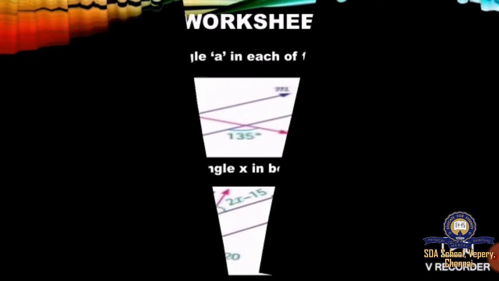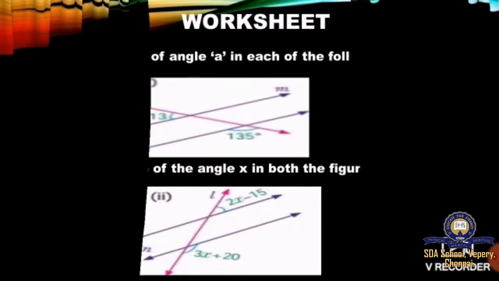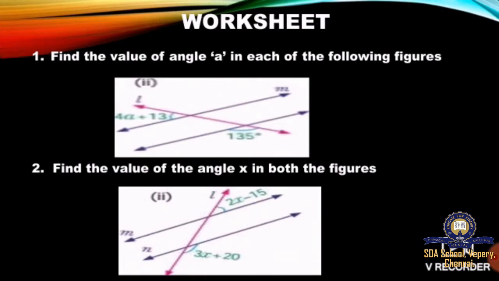Okay students, I hope that you understand our today's problem. Now here is some of your worksheet. The first problem given here is: find the value of angle A in each of the following figures. Here they have given one figure. We need to find the value of angle A in this problem. The second problem given here is: find the value of the angle X in both the figures. Here they have given one figure. We need to find the value of angle X in this problem.